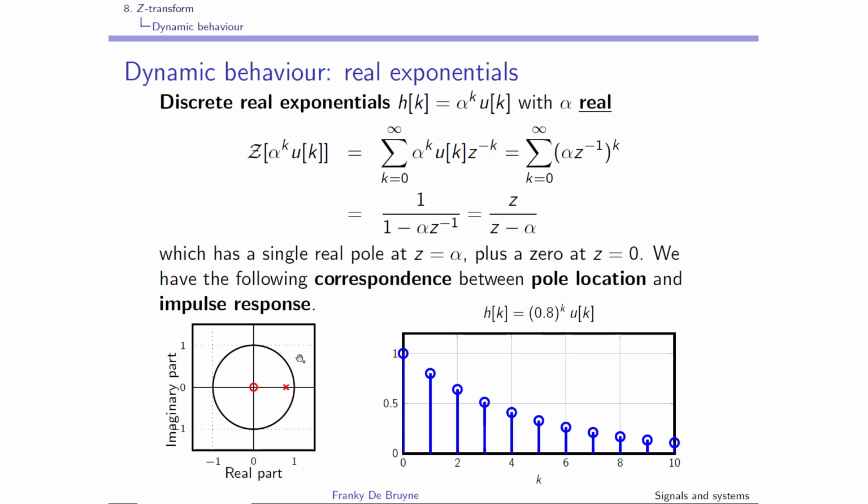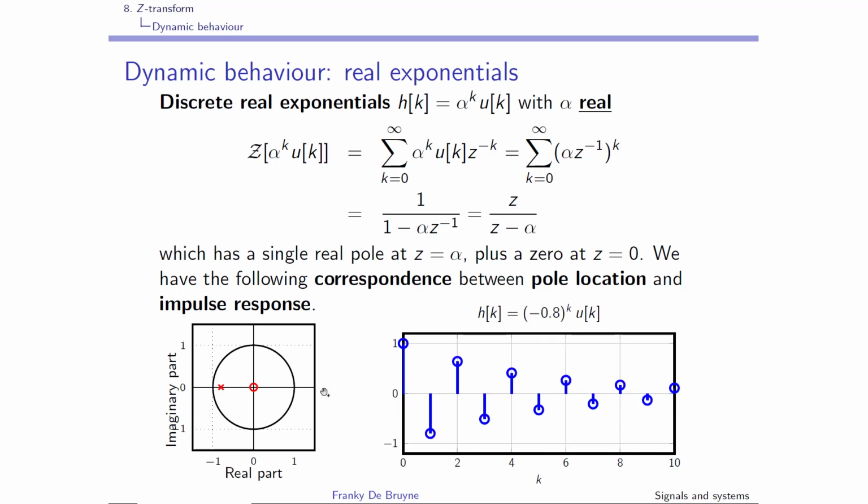Okay, if you plug it in here, this is the impulse response that you get here. It corresponds to alpha is 0.8. But what you have to see here, of course, is that with increasing k, you'll have an impulse response that will be decreasing.